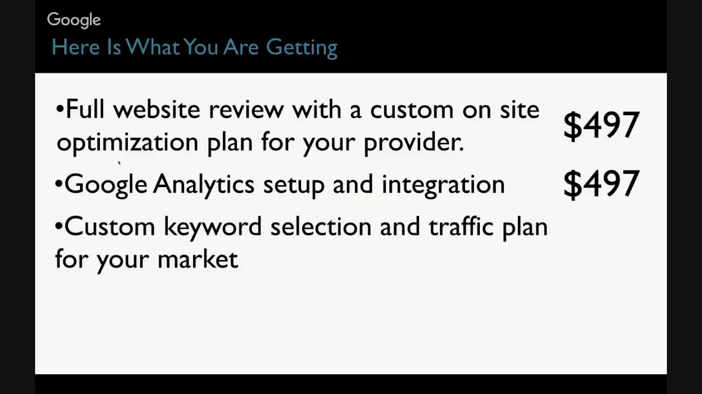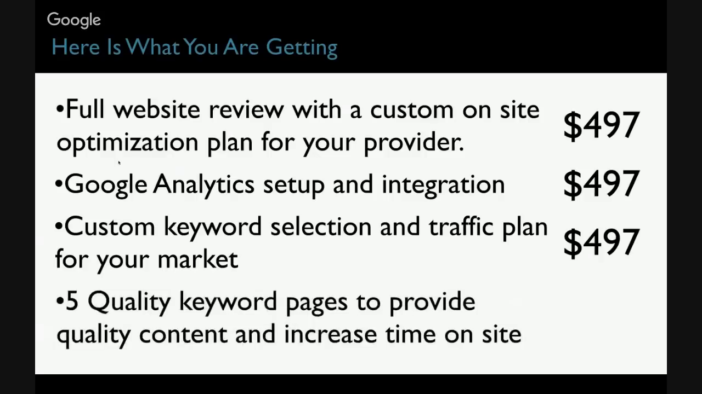So we put everything in place so that you can track what we're doing and you know what's actually happening. Then we sit down with you and do a custom keyword selection plan based on the type of loans that you want to generate in your business. And we create a traffic plan for your marketplace so that we know what our goals are and that we're all driving in the same direction together. Again, just that overhaul we've seen sold for more than $497 in the search marketplace.